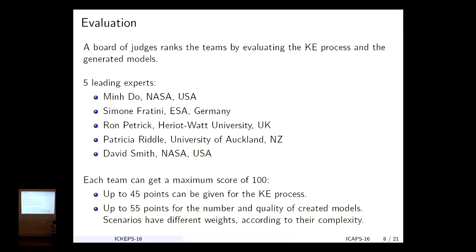So we had a fantastic board of judges with five leading experts in the area. We were very happy with this board of judges. They had to rank each team, with the set of models they came up with and the demonstration, on a scale of 100. I'm going to explain this later, but we divided it into 45 points for knowledge engineering process and 55 points for the model itself, what the models they came up with.